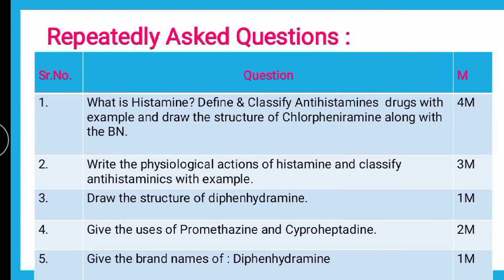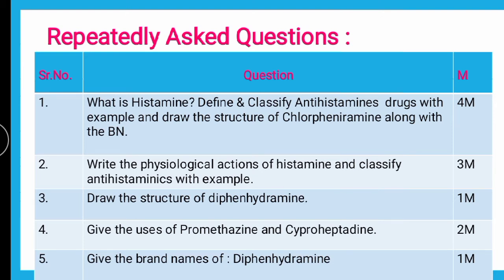All these are the actions which are produced by histamine. And classification of antihistaminic, you will get a separate video for the trick to remember the classification of antihistaminic drugs. And this question is asked for 3 marks in the exam. Next question is, draw the structure of diphenhydramine.